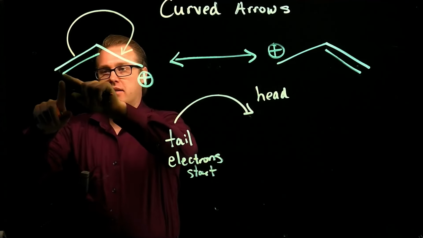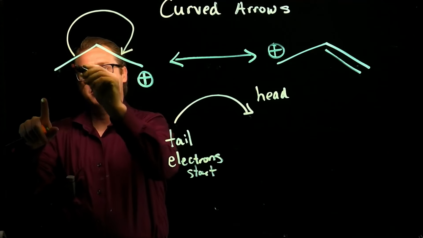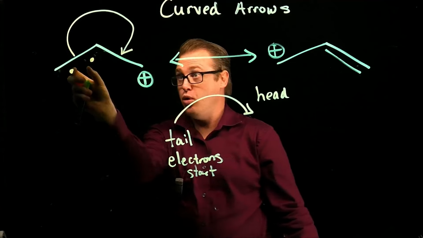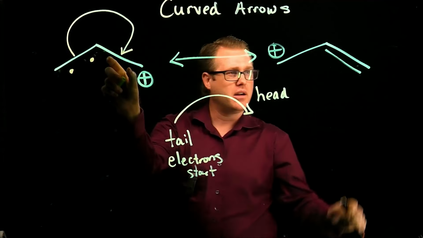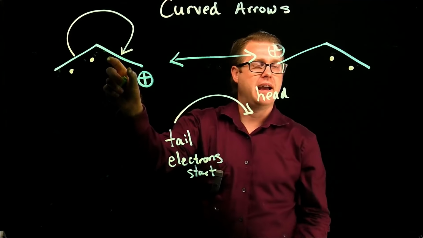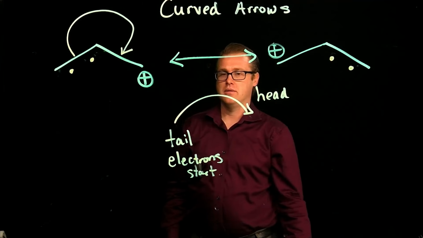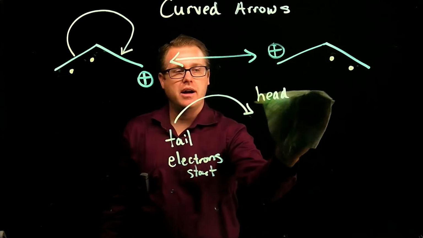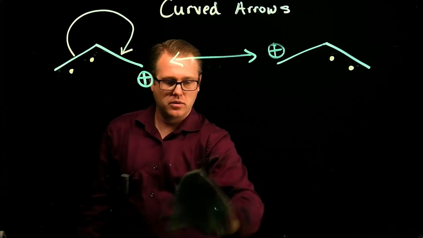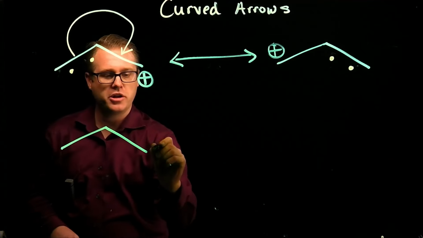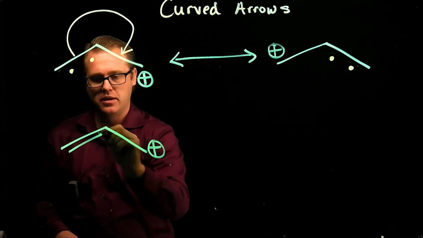So what do we have here? We could look at it this way. Those two electrons are moving over here, like that. So let's draw it below in the way that I want you to know how to do it.